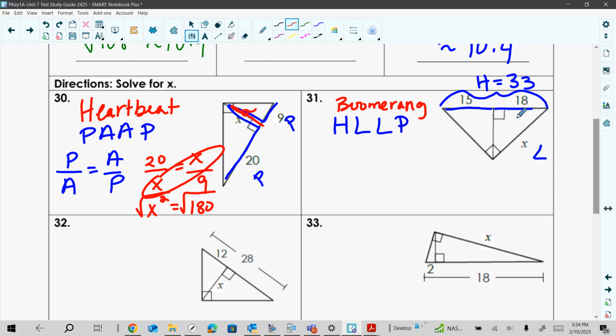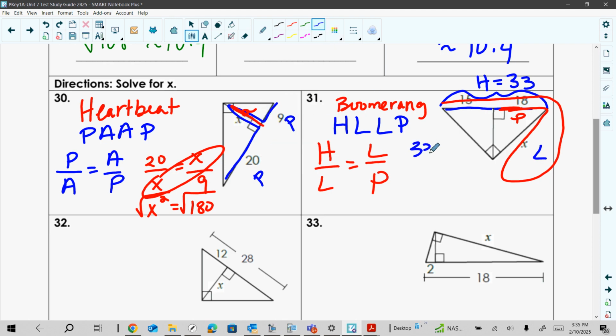The part, when I come back, so if I'm doing my boomerang, I'm going through the hypotenuse to the leg, back down the leg, and I'm stopping at the adjacent part. So the part is the 18 here. So the setup is H over L equals L over P. H is your hypotenuse, which was 33. The leg was X, X over the leg, to the part 18. And then we're cross multiplying and taking the square root to solve for x.